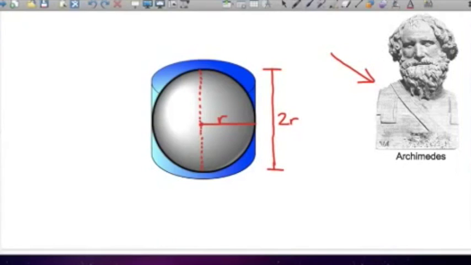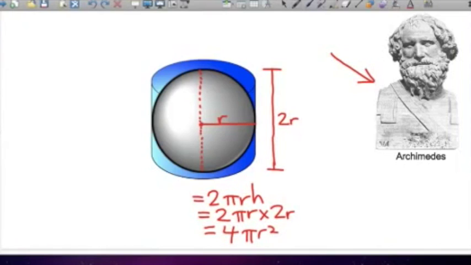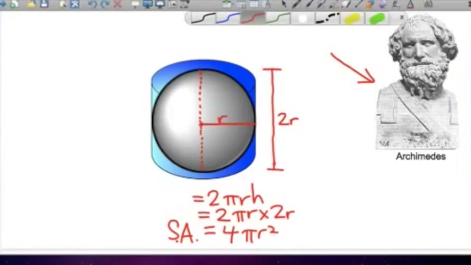So we also know the curved surface area of the cylinder is 2 pi r times the height. Now in this case, the height is 2 pi r times 2r. The height we know is going to be 2r. So that means when we combine everything together, we're going to get 4 pi r squared. So the surface area of a sphere is 4 pi r squared.